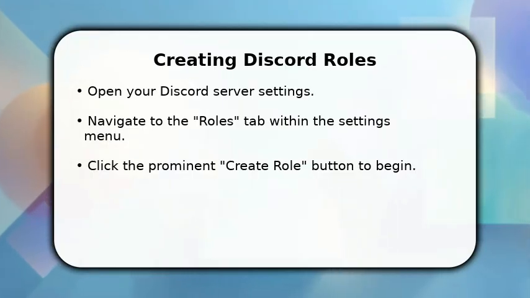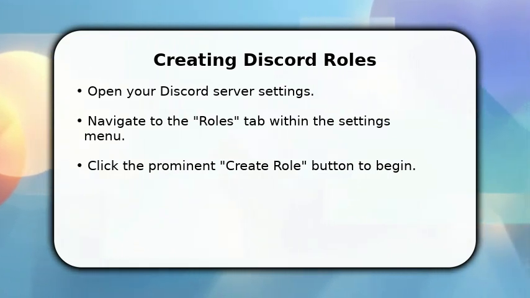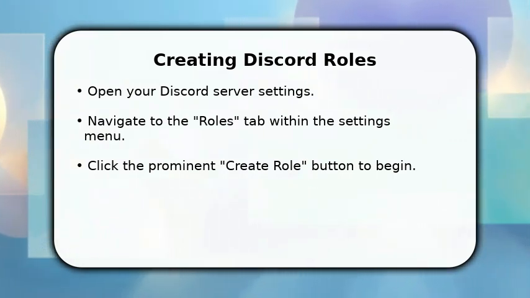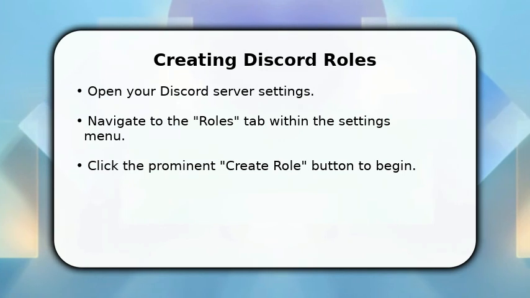In this video, I will show you how to make roles in a Discord server. First, open your Discord application and select the server where you want to add roles. Then, click on the server name at the top left and choose Server Settings from the drop-down menu. Once in Settings, find and click the Roles tab on the left sidebar. Finally, click the Create Role button to start building your first new role.